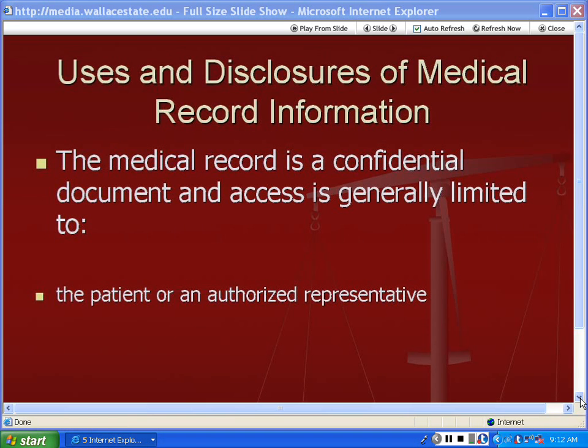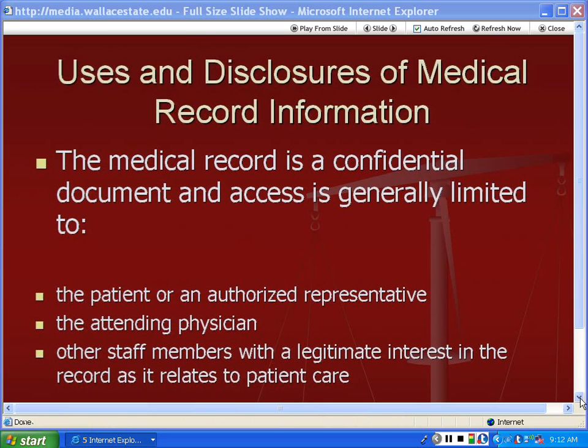The attending physician, and then other staff members with a legitimate interest in the record as it relates to patient care. So not just curiosity as far as interest, but those with a legitimate need to know. And that goes along with treatment, payment, and operation. There are things that are done in a hospital or healthcare facility that don't have anything to do with direct patient care, but are related to the treatment, payment, and operation of the facility as well as treatment of the patient. And so those staff members would need to have access to the patient's medical records or protected health information.